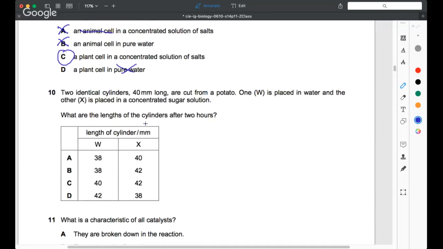So it goes from 40 millimeters to a length shorter than 40 millimeters, so 38 millimeters. So it's got to be D. And that also matches up with the W getting longer, so it gets bigger to 42. So D is the correct answer.